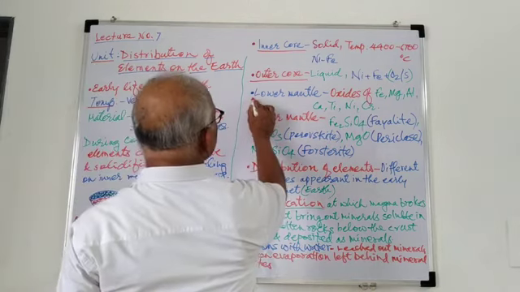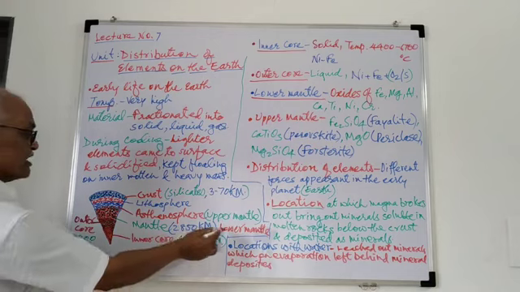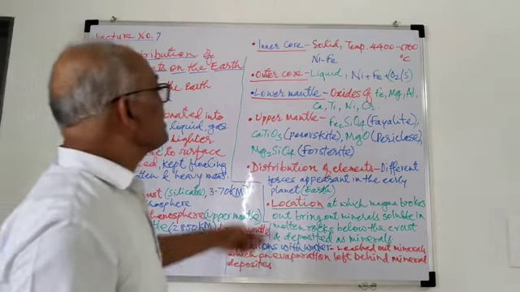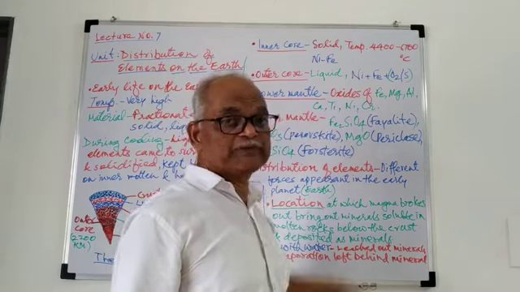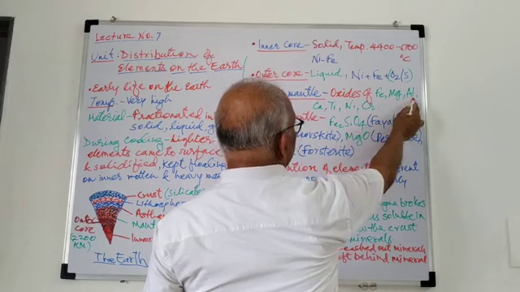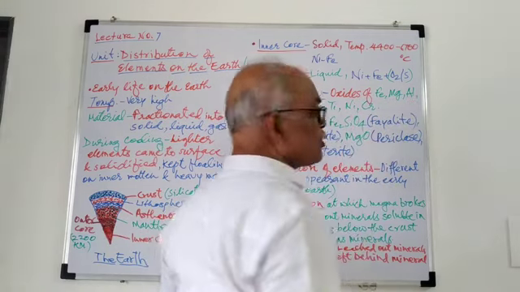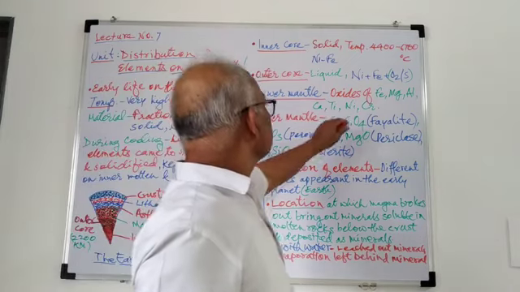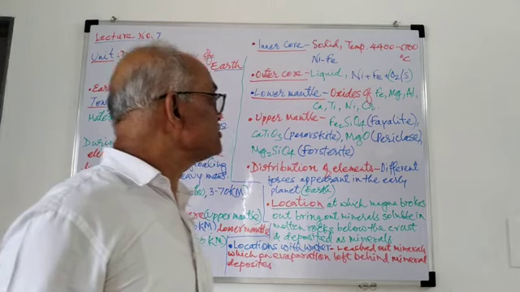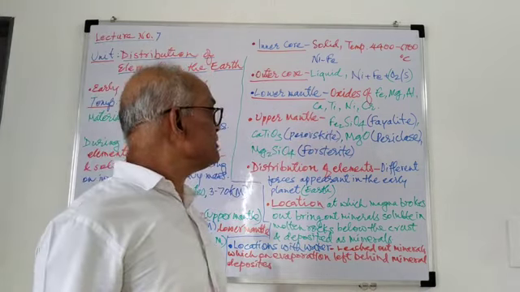Then there is the lower mantle. It contains oxides of the elements such as Fe, Mg, Al, calcium, titanium, nickel and chromium. So this lower mantle is composed of oxides of iron, magnesium, aluminium, calcium, titanium, nickel and chromium.